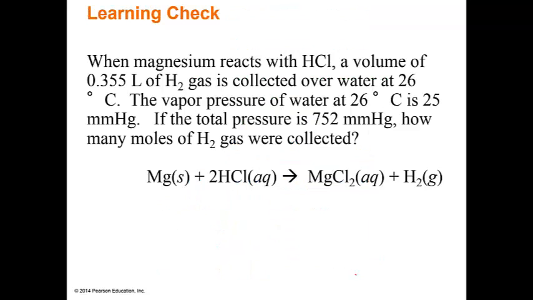Well, when magnesium reacts with HCl, a volume of 0.355 liters of H2 gas is collected over water at 26 degrees Celsius. The vapor pressure of water at 26 degrees Celsius is 25 millimeters of mercury. If the total pressure is 752 millimeters of mercury, how many moles of H2 gas were collected?